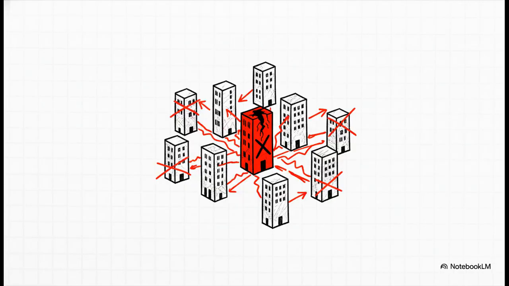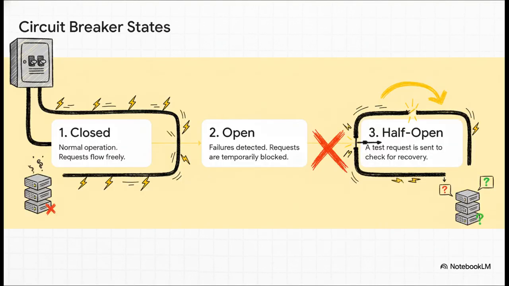All right, here's another challenge. In a big, interconnected city, what happens if one service starts having problems? It might slow down, causing a huge traffic jam that backs up and brings the entire city to a grinding halt. You need some kind of safety switch to prevent that. And that solution is called the circuit breaker pattern.